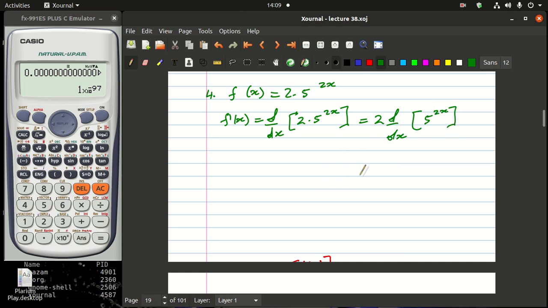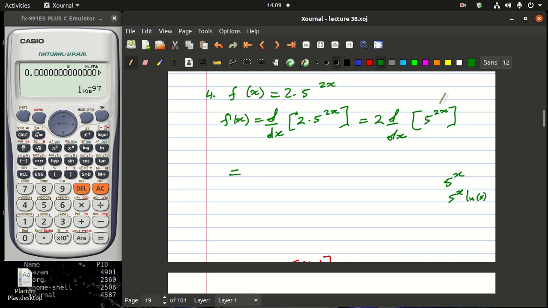And of course I know how to take the derivative of 5 raised to x, because if I have a function of this kind, its derivative is going to be the same as 5 raised to x times ln of 5. But the issue that I actually have here, instead of having an x here, I have a 2x.